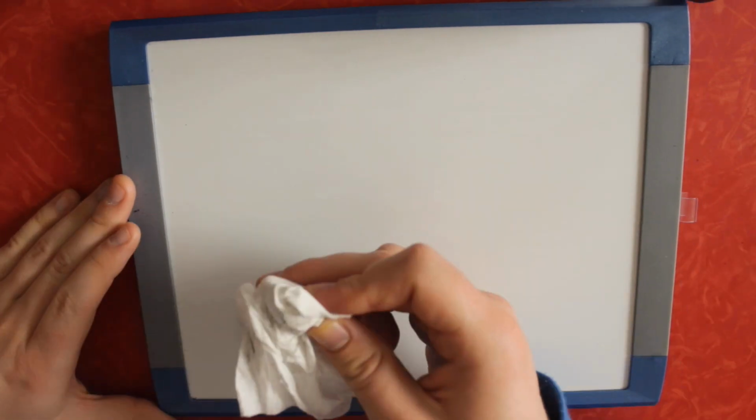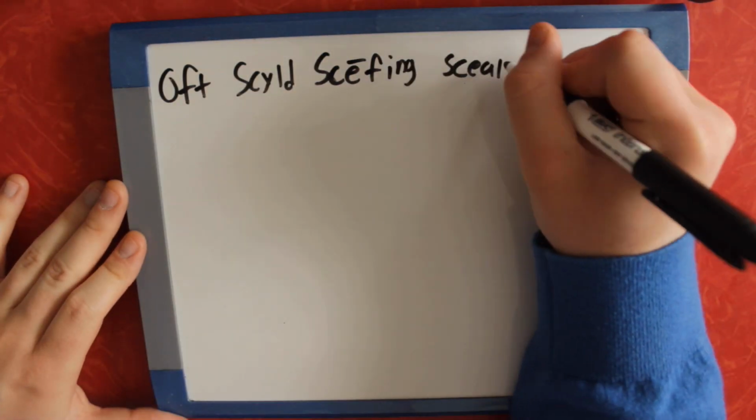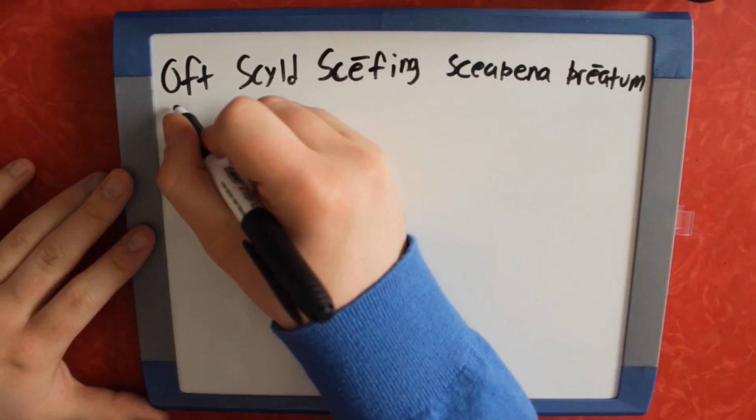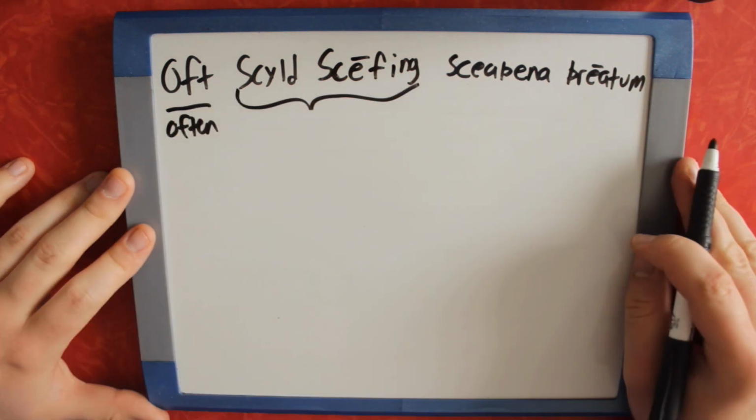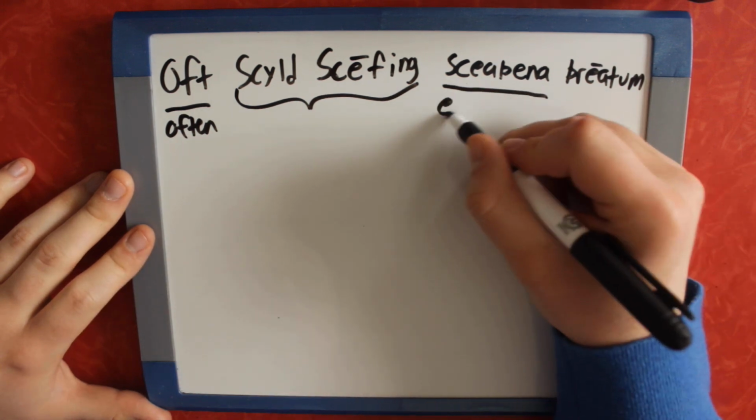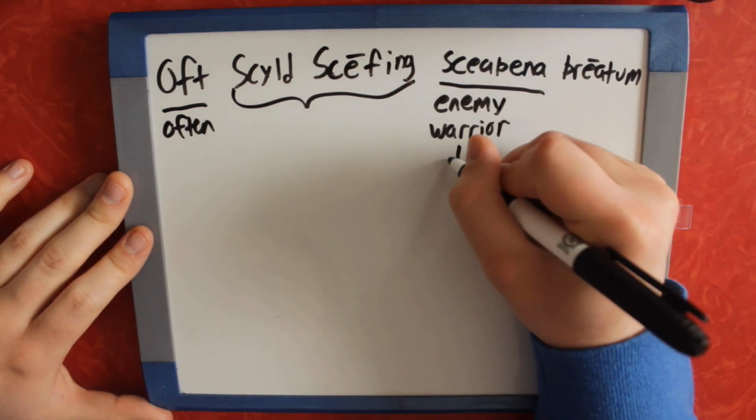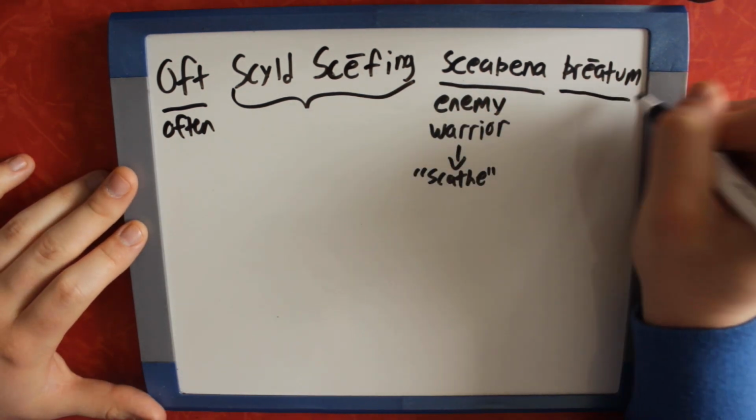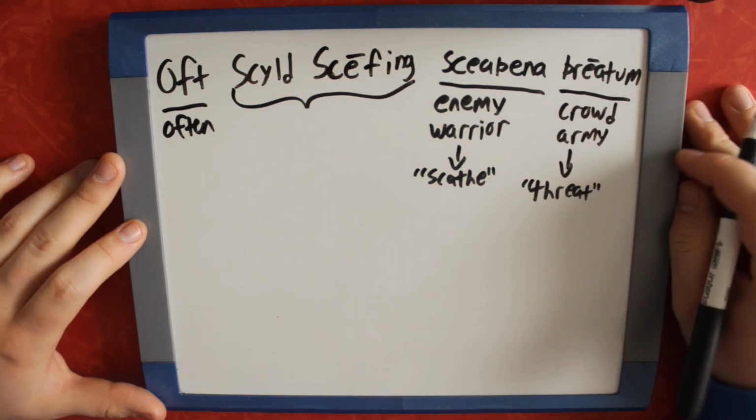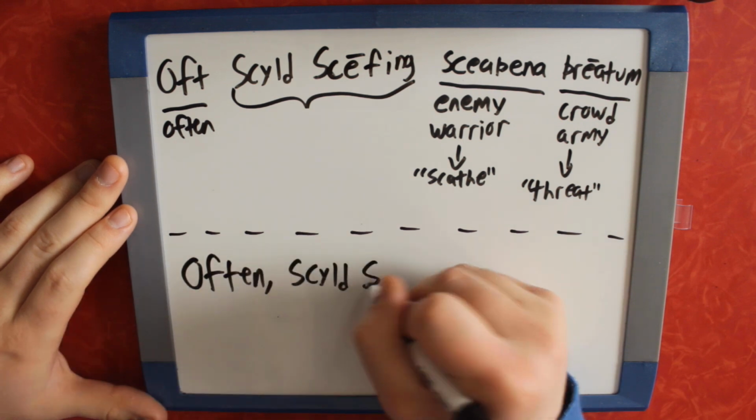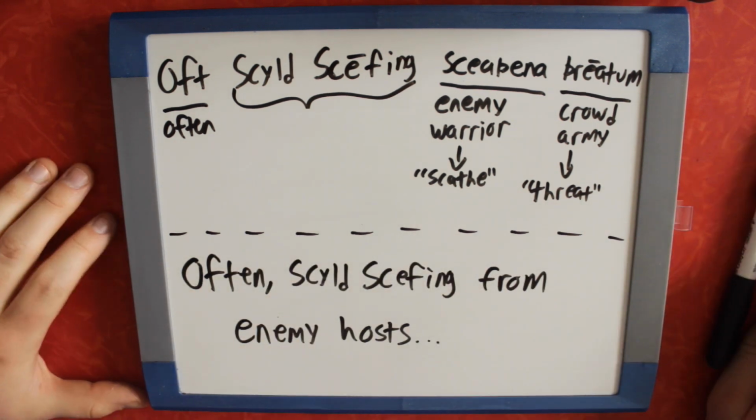Next is line 4. "Oft Scyld Scefing sceaþena þreatum." Oft is almost identical to modern English often. Scyld Scefing is the name of a character in the story. Sceaþena means enemy or warrior and became modern English scathe. Þreatum means crowd, swarm, or army and became modern English threat. So this line translates as often Scyld Scefing from enemy hosts.